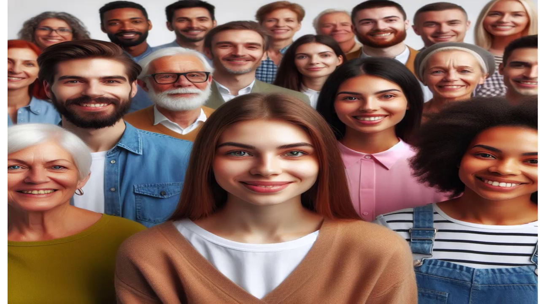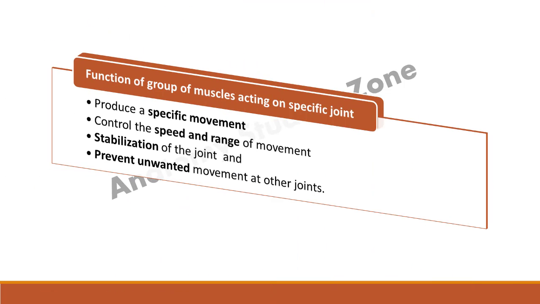We all know the benefits of group work. Similarly, our muscles also know this. Why do these muscles group together to perform a specific movement? They do this so that the desired movement can be produced, to control the speed and the range of movement, for stabilization of joints, and to prevent unwanted movement at other joints.